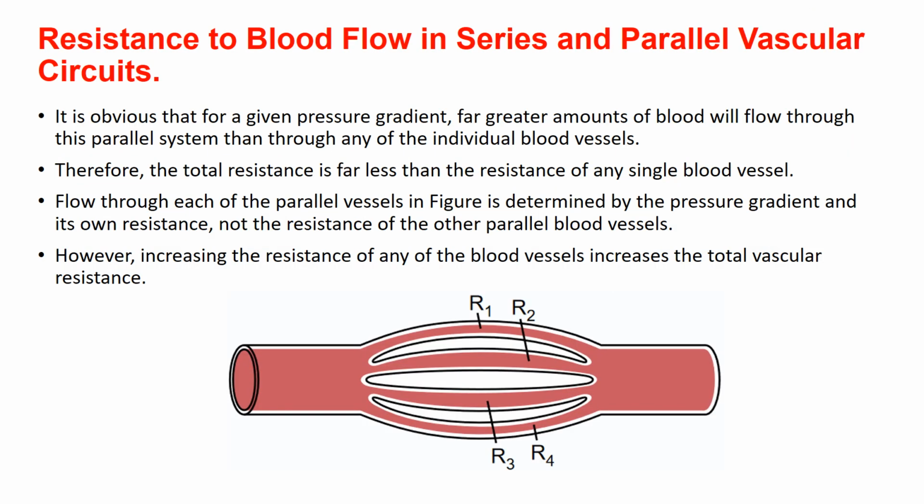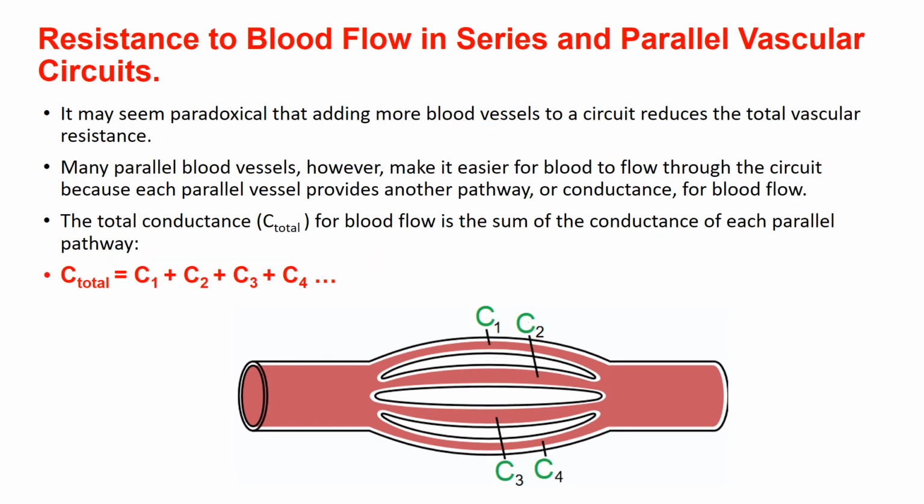It is obvious that for a given pressure gradient, far greater amounts of blood will flow through this parallel system than through any of the individual blood vessels. Therefore, the total resistance is far less than the resistance of any single blood vessel. Flow through each of the parallel vessels in the figure is determined by the pressure gradient and its own resistance, not the resistance of the other parallel blood vessels. However, increasing the resistance of any of the blood vessels increases the total vascular resistance.